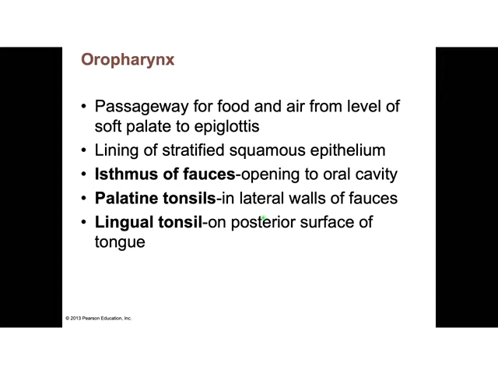The passageway for food and air from the level of the soft palate to the epiglottis is the oral pharynx. It's again lined with stratified squamous epithelia. The isthmus of the fauces is the opening to the oral cavity. The palatine tonsils are in the lateral walls of the fauces, and then the lingual tonsils are on the posterior surface of the tongue. Okay, so you got a total of 5 tonsils, a pair of linguals, a pair of palatines, and a pharyngeal. Okay.